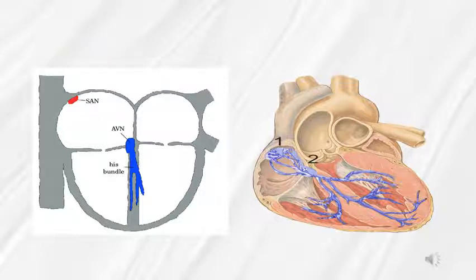First line of protection for the AV node is the membranous septum which surrounds the node.